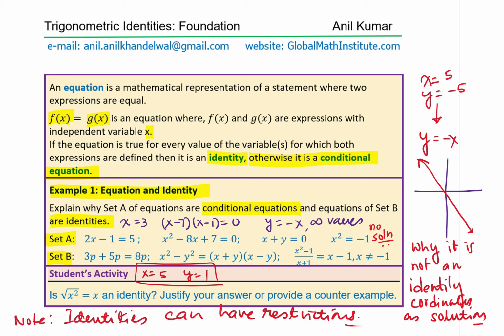Perfect. Now, here is another very important question for you: is square root of x squared equals x an identity? Justify your answer or provide a counter example. Now, providing a counter example is one of the most efficient ways of proving or disproving something, correct? It is mostly used to disprove. Now, we can provide a counter example. In this case, if I put x equals, let us say, minus 1, then we know the square root of minus 1 squared is equal to 1. It is not equal to minus 1, correct? So, it is not an identity.